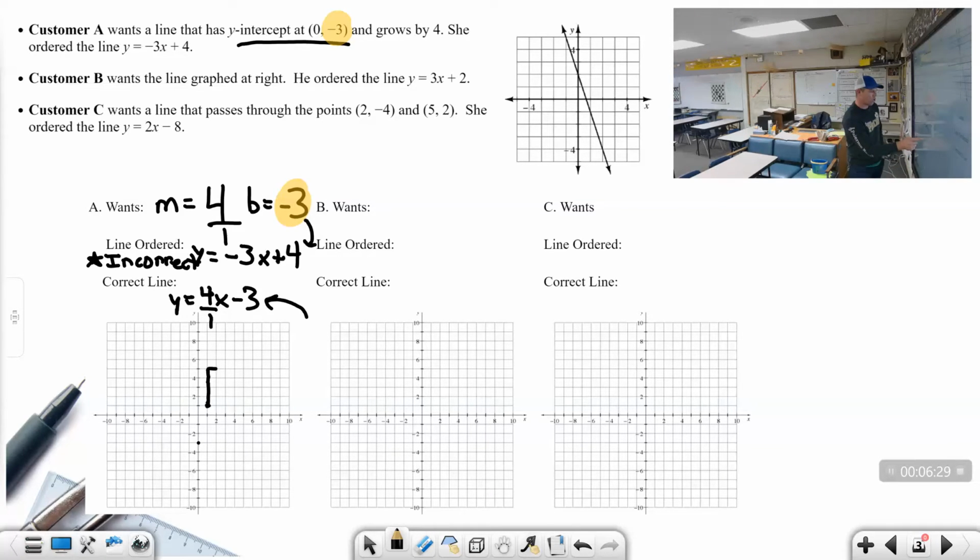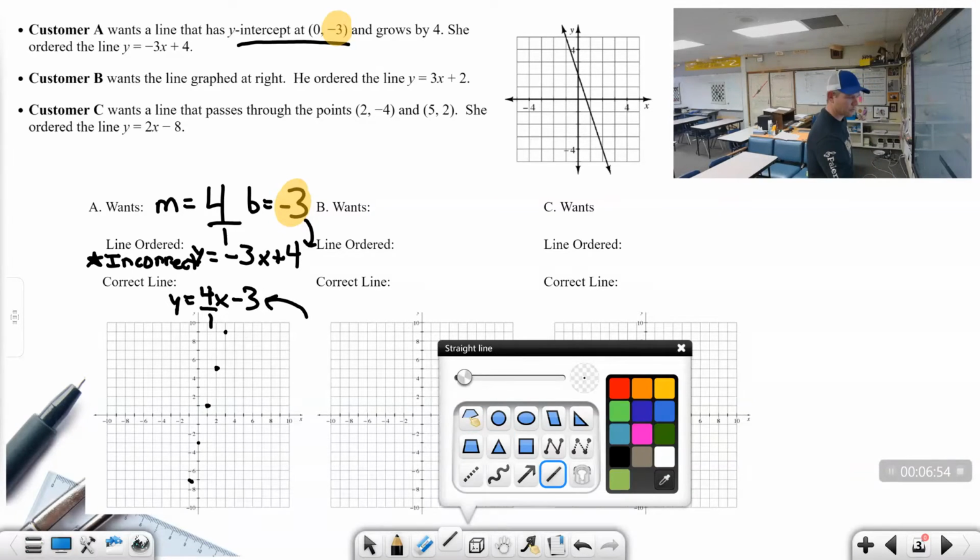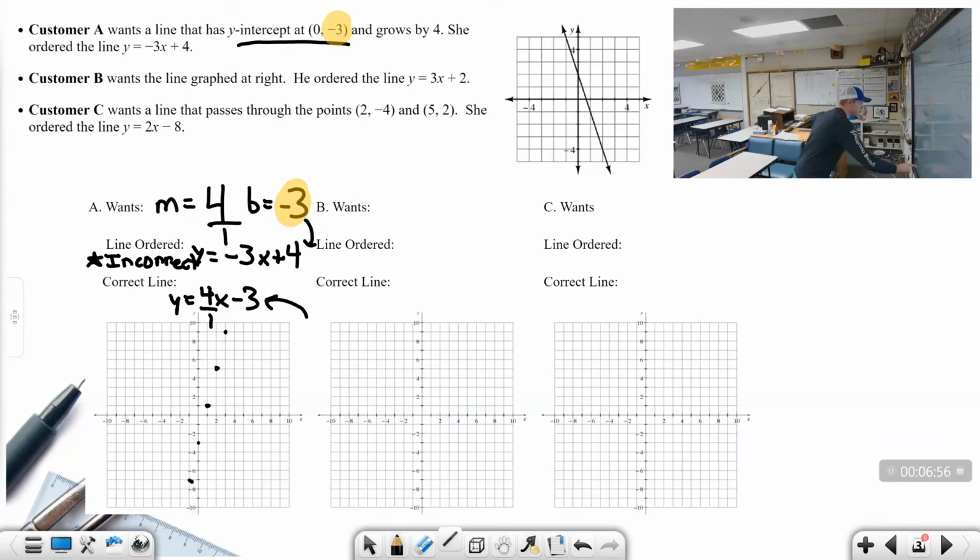Up 4 over 1, and we're going to place a dot. We're going to go up 4 over 1 again, and place a dot. I'm going to go in the opposite direction. Instead of up, I'm going to go down. Instead of right, I'm going to go left. And I'm going to place a dot. Now I want you to notice if I grabbed a line, let's make this nice and bright.